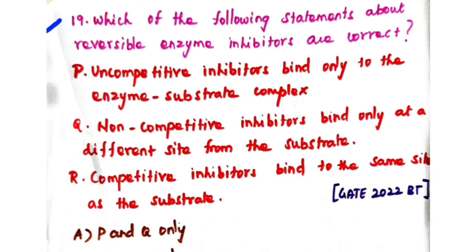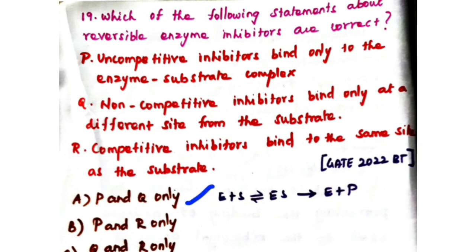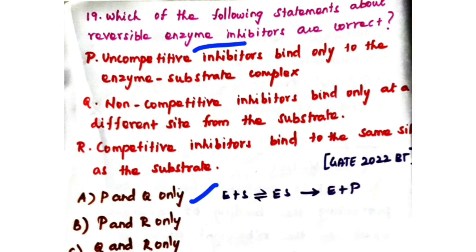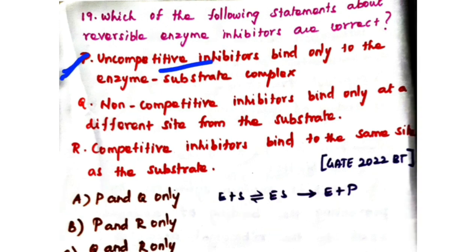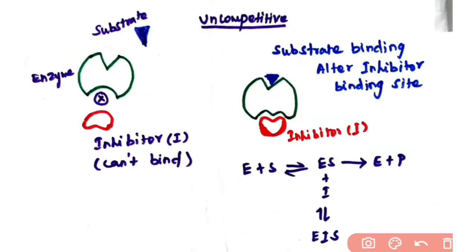So the next question is, which of the following statements about reversible enzyme inhibitors are correct? This is your enzyme catalyzed reaction, and enzyme inhibitors are the substances which bind with the enzyme and bring about a decrease in the catalytic activity of your enzyme. Here the first statement is, uncompetitive inhibitors bind only to the enzyme substrate complex. So in uncompetitive inhibition, your inhibitor can't bind with the enzyme itself. Only it can bind with the enzyme substrate complex. After substrate binding, it changes the inhibitor binding site.